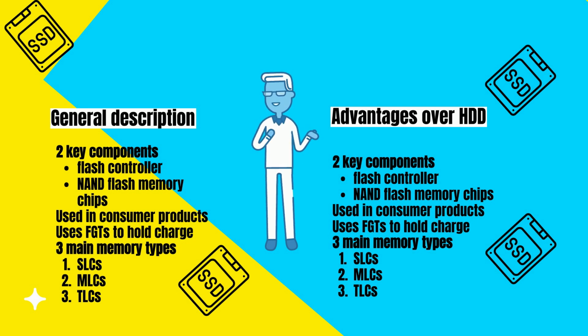Multi-level cells, or MLCs, can hold 2 bits of data per cell and have a larger amount of storage space in the same physical space as SLCs, but it does have a slower writing speed. Triple-level cells obviously can hold 3 bits of data in a cell. They are on the cheaper end but have slower write speeds and are less durable than others.